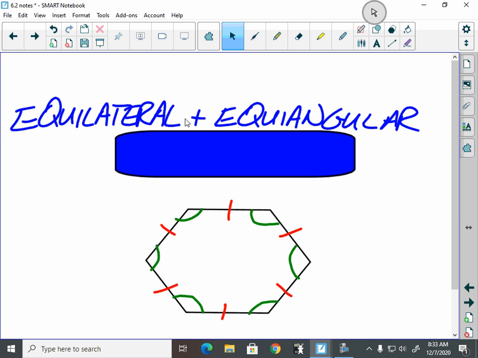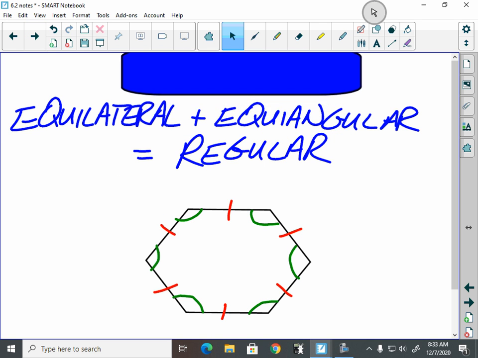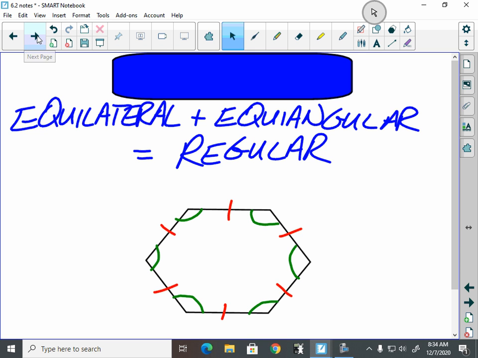Equilateral and equiangular equal regular. This is a regular hexagon. 1, 2, 3, 4, 5, 6. All the angles are the same. All the sides are the same. A regular hexagon. It's equilateral and equiangular.